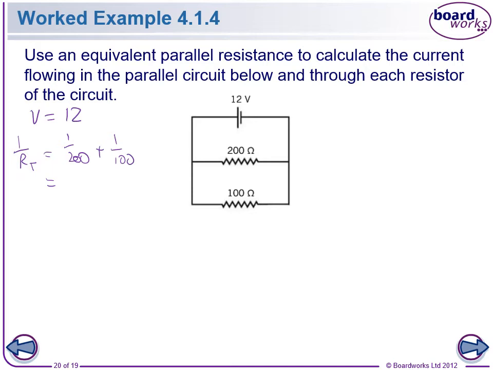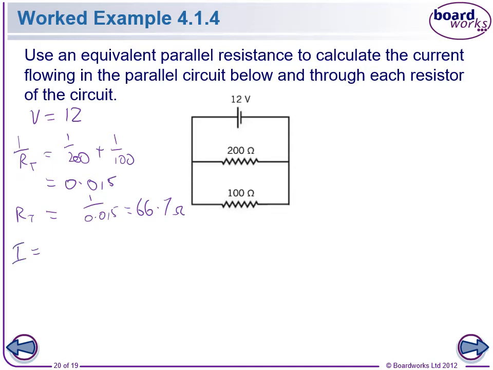So that gives us 0.015 ohms. And then to get our RT, we do 1 over that, which gives us 66.7. Okay, we'll just check. Yes, that resistance is less than either of the other resistors, so we should be okay. So that's our voltage in the overall circuit. We have our resistance in the overall circuit, so we can work out the current in the overall circuit.